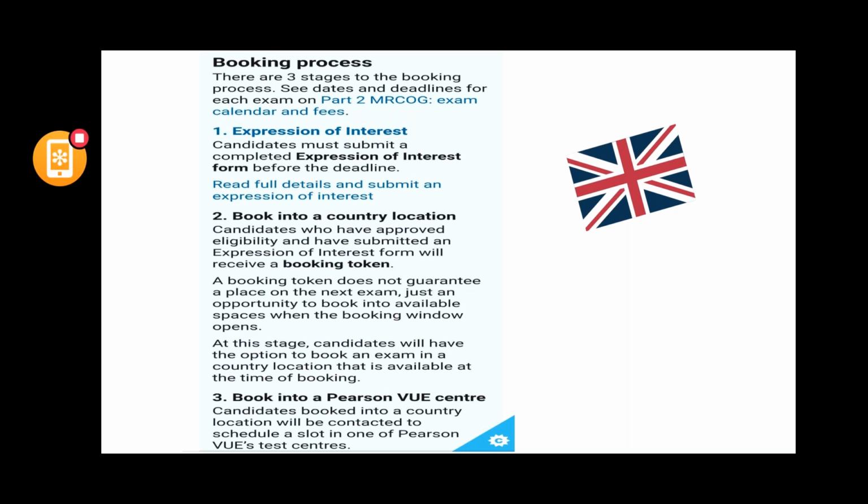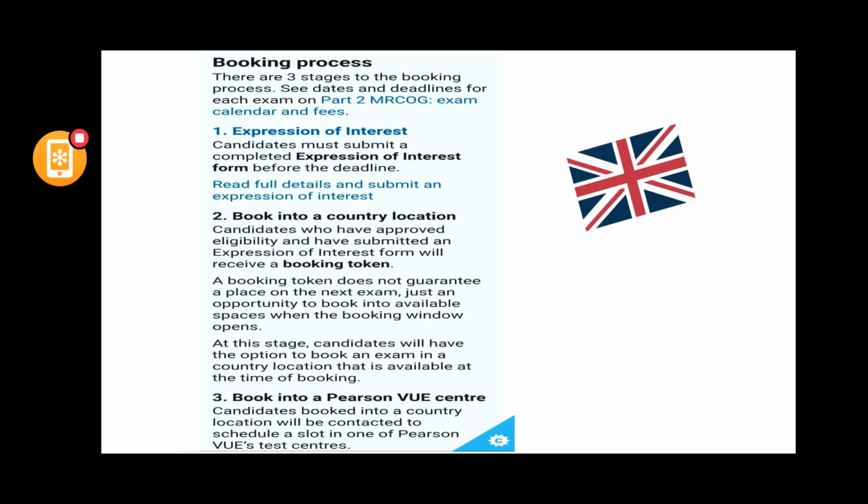Now this is the booking process. You have already done it for your Part 1, so I need not go into details of it. You know how it is. You have to express your interest on the dates that have been suggested, and then you have to book. You get a booking token, which was not given, which was again changed last time. So it keeps on changing every now and then.